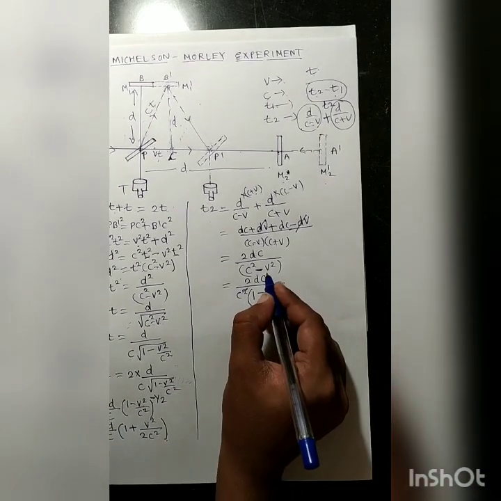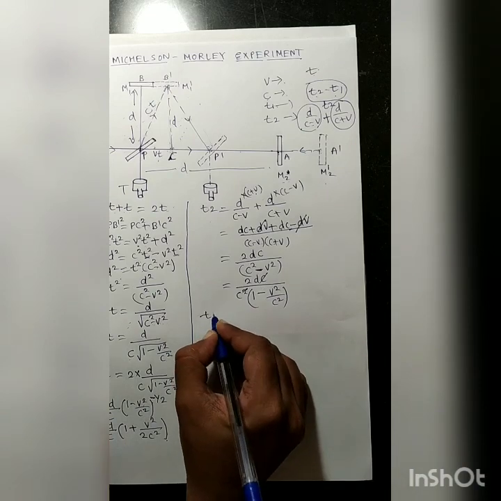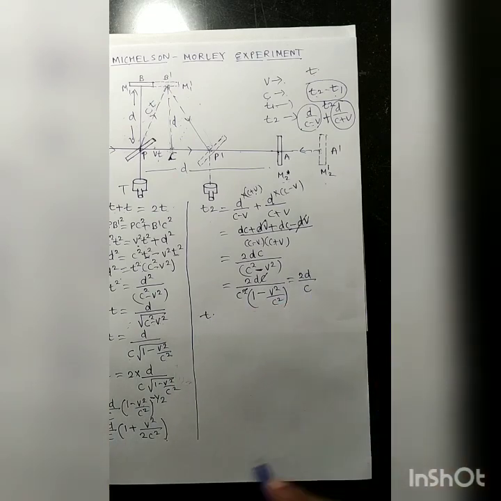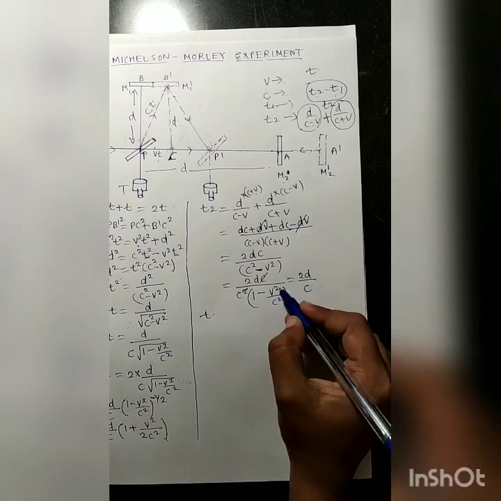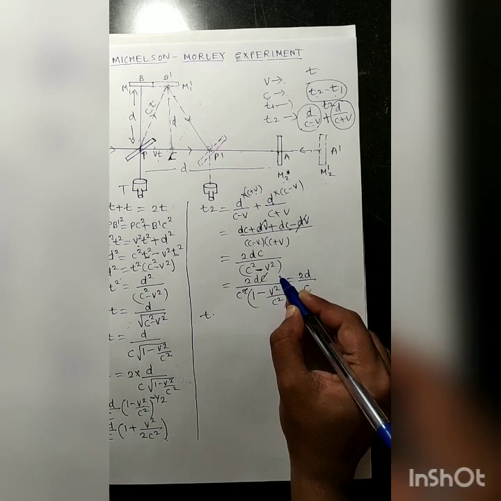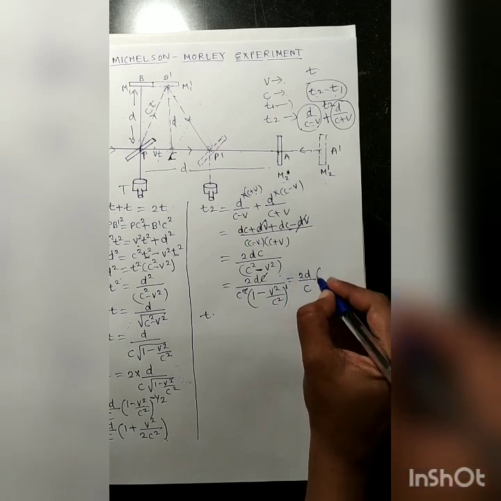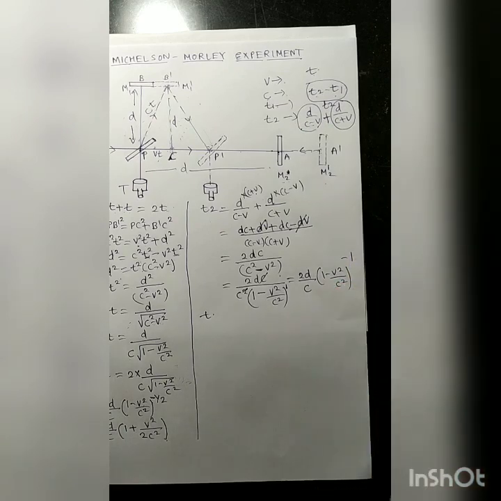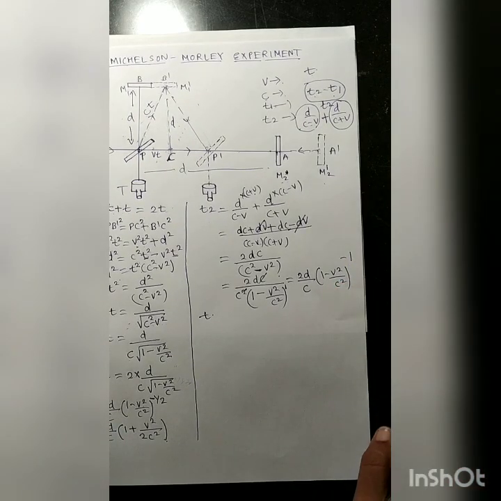Now one of the C gets cancelled, so we are getting 2D divided by C, and this bracket is raised to 1 in the denominator. So when it goes to the numerator, it becomes minus 1. So what are we getting? 1 minus V square by C square raised to minus 1. We are getting a minus 1 quantity.